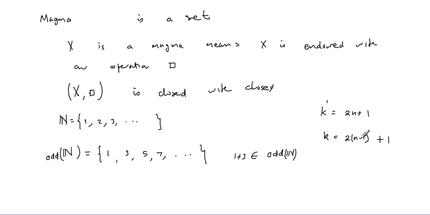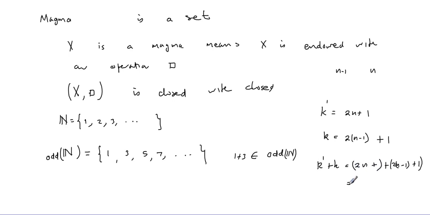This is a number n. A number n minus 1 is before it. So if I multiply by 2, I get an even. If I add 1, I get an odd. So the question you're asking is: if I add any two odd numbers, can they give me any other odd? This is what I was checking briefly.